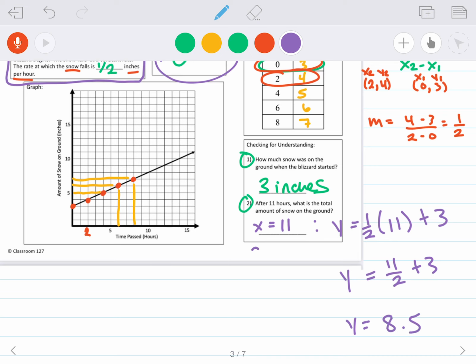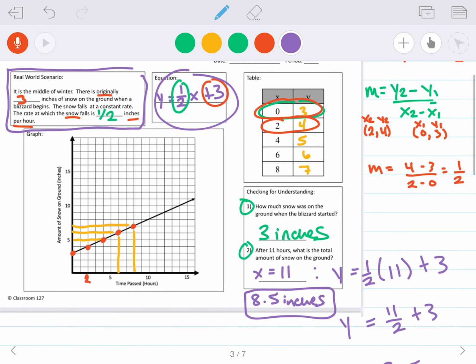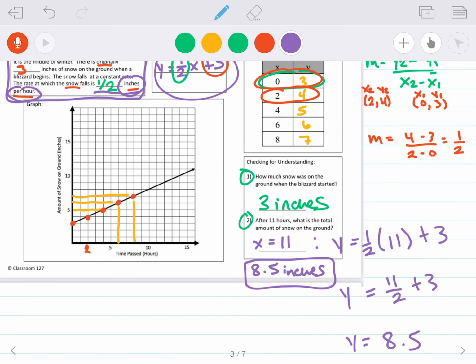So 8.5 what? Inches, because our output is in inches, and our input is going to be in hours. And that's why the units for our slope are inches per hour. Y over X.